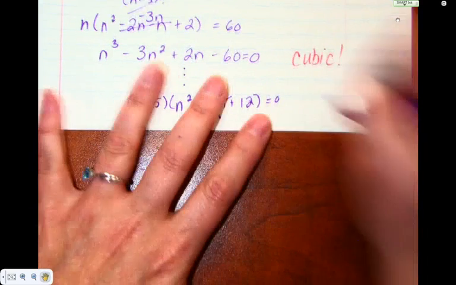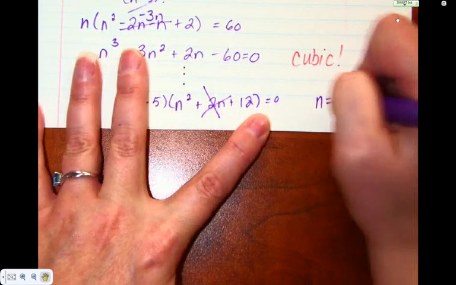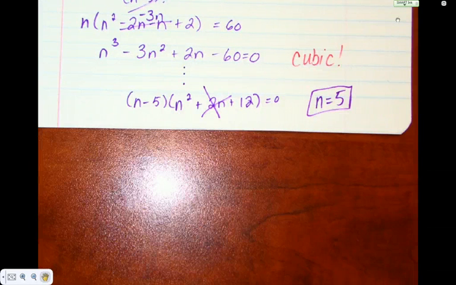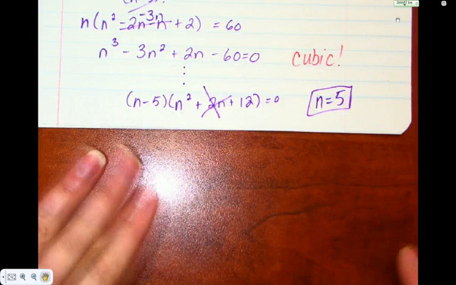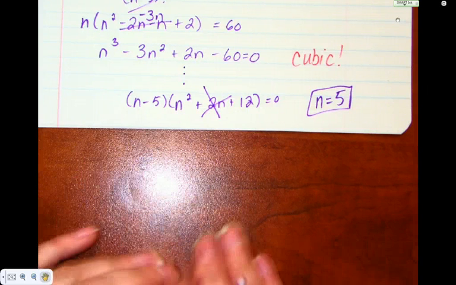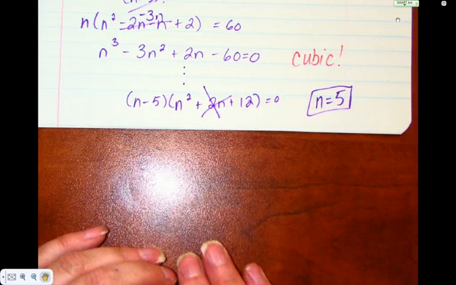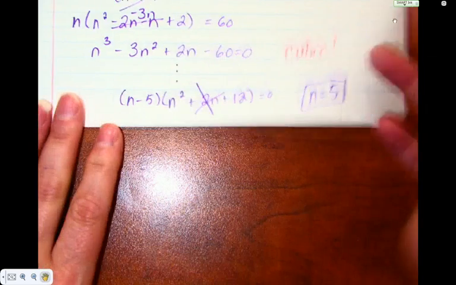What does n have to be? 5. That wasn't so bad. Number 7. Oh, look at this bad boy.